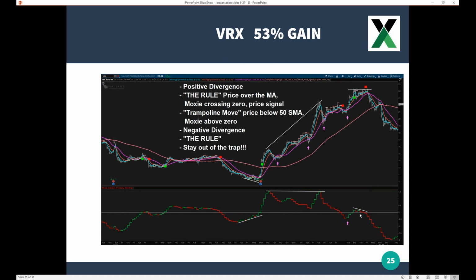It shows you that this is lagging energy. The fact that the Moxie indicator is below 0 and price got back on top of the 50 meant that this is negative divergence, and that the indicator actually started from a point of weakness because it was coming from 0. So it's already behind the curve, already behind the 8 ball. Look how late this trigger came from where price crossed the 50.